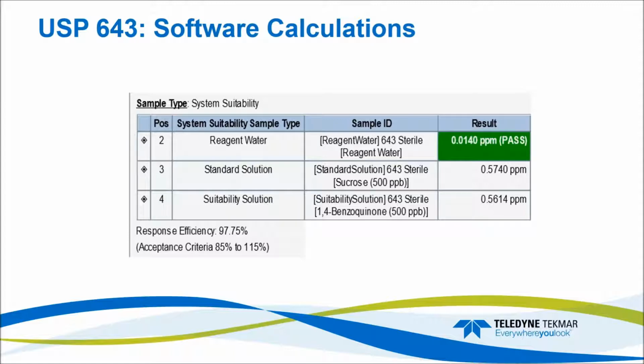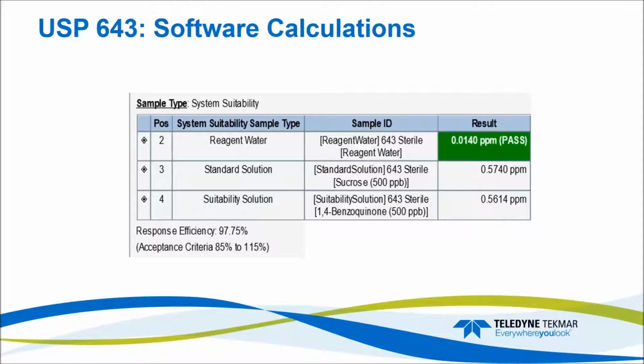After the system suitability standards have been run, the software will automatically calculate the ratio of the two compounds, which by USP 643 mandates the compounds need to come out within 15% of each other. The Fusion will give you a quick pass-fail. If the system cannot do this, the system cannot be validated for pharmaceutical applications. As you can see from these results, the Fusion did not have any issues passing USP 643 standards.